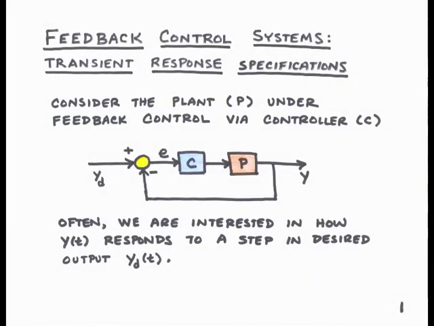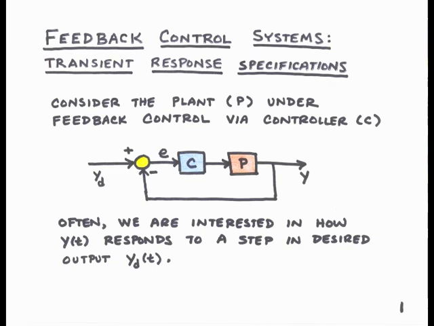In this presentation, we'll look at using the transient response specifications we studied in our last presentation in feedback control systems. Let's consider a feedback control system with a plant P under feedback control of a controller C. So here is our feedback loop.